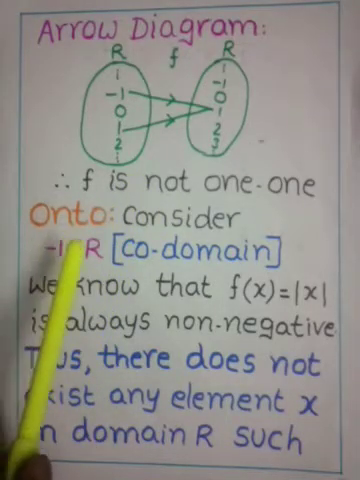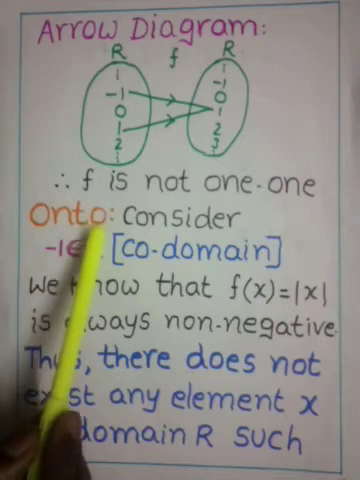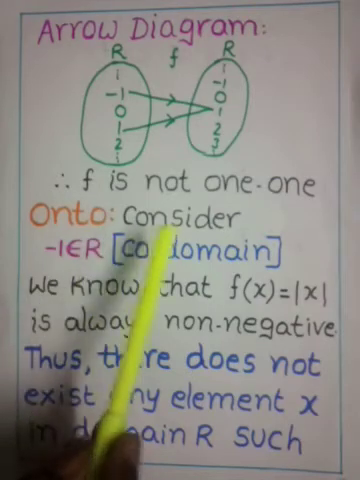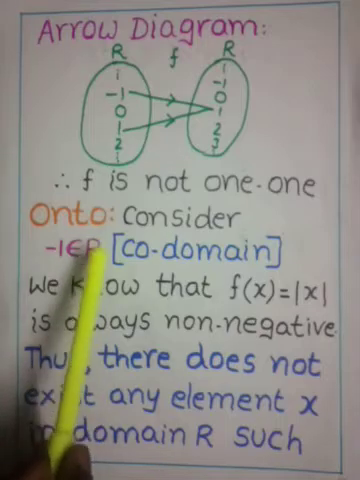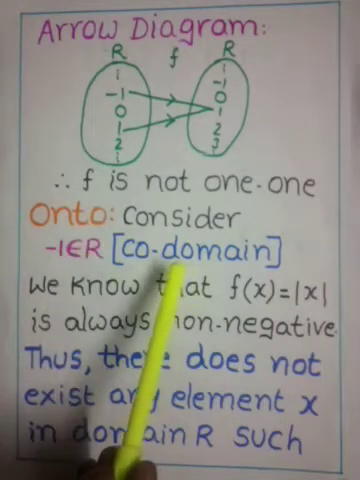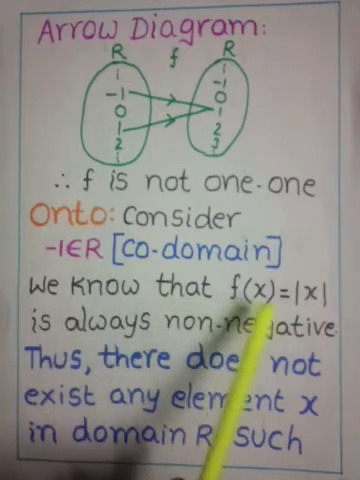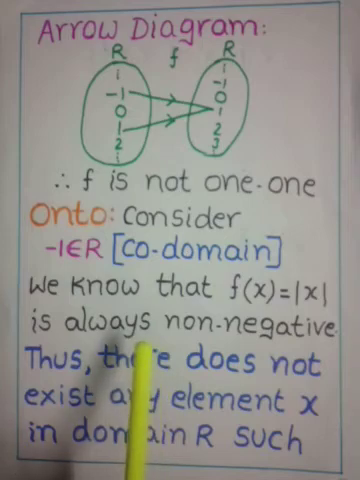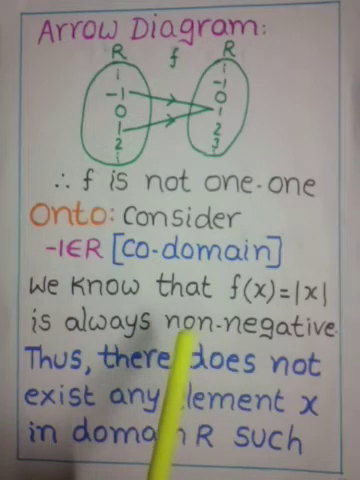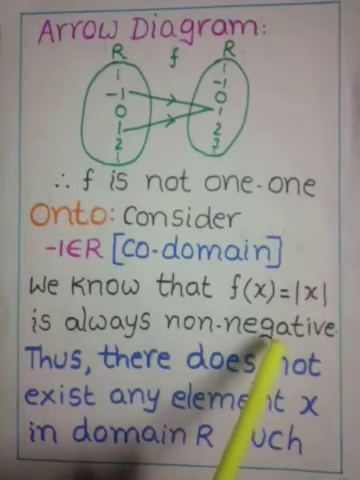Understood, my dear children? Now come to the next part, that is onto function. Okay, now consider minus 1 belongs to R. I am choosing an element from the codomain, namely minus 1 belongs to R. Now we know that f of x is equal to mod x is always a non-negative real number. Do you know this definition? Modulus of x value is always a non-negative real number.